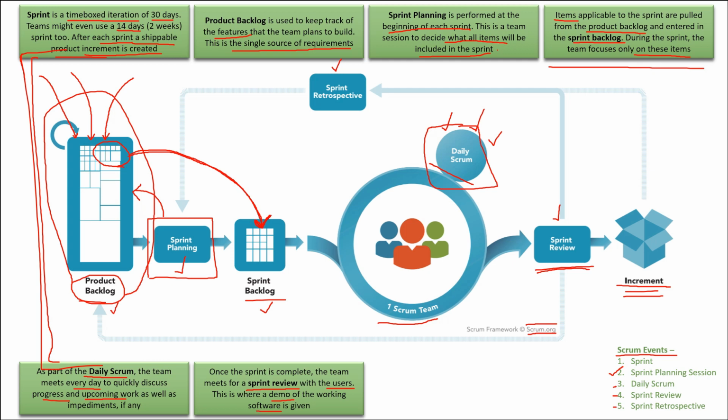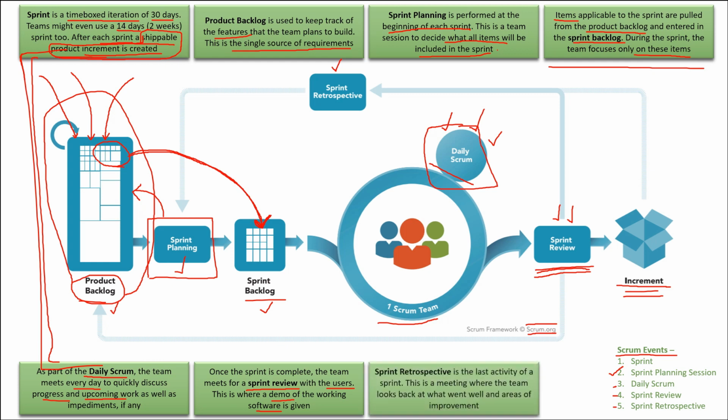So remember, we talked about how in a sprint you should be able to create a shippable product increment. Here it is, shippable product increment, right? So when you create a shippable product increment, at the end of the sprint, you also give a demo of that shippable product increment, and you do that with your users in a session known as sprint review. I hope sprint review is clear.